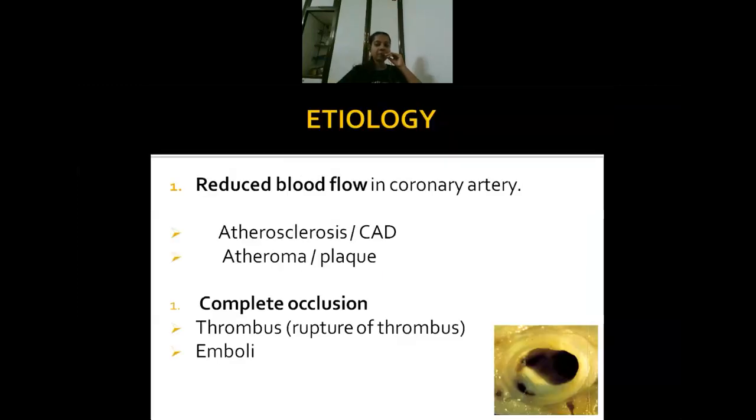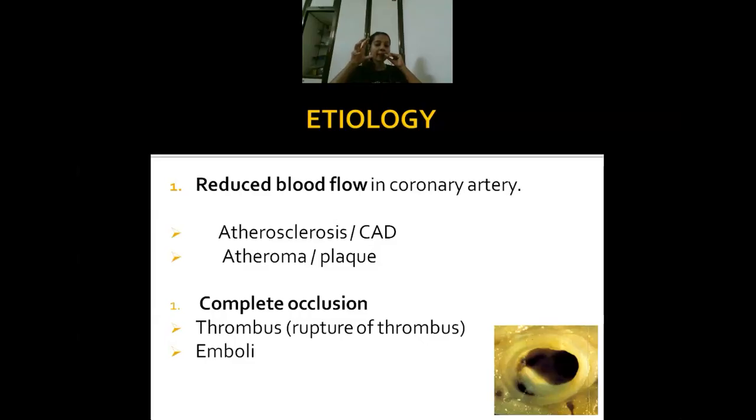So next, moving on to the etiology. I think I have mostly told about the etiology when I was discussing the definition. So always don't forget to write that the main cause of myocardial infarction is plaque, atheroma or the fatty deposits. What do we call it when the fat or the atheroma deposits in the blood vessel? It is called coronary artery disease or atherosclerosis. So remember, atherosclerosis is the first main cause of MI, that is deposition of atheroma or plaque.